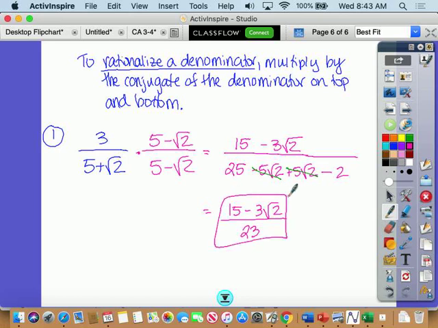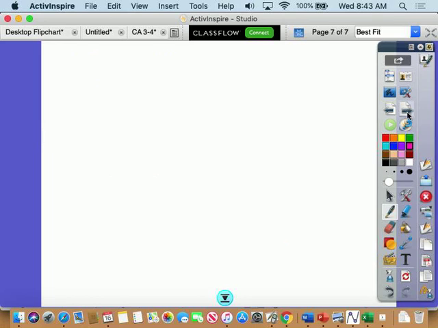Where do you remember doing this? Imaginary numbers. We did it with imaginary numbers. So just like with imaginary numbers, if when you finished, 15, 3, and 23 could all be divided by a common factor, then you would reduce it. Just like you did with imaginary numbers. Any questions? Let's do one more. Last one. And then you get to practice.